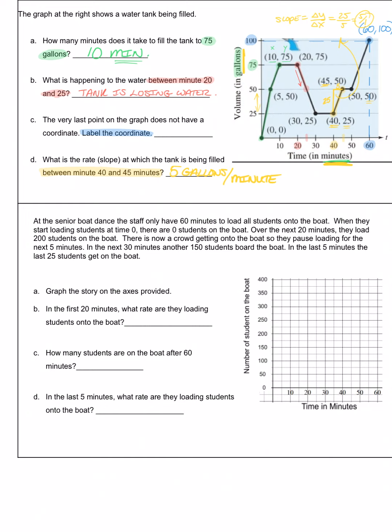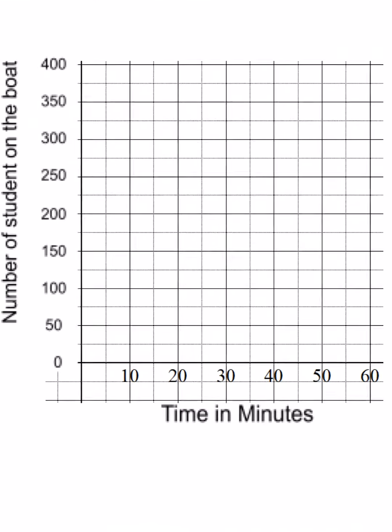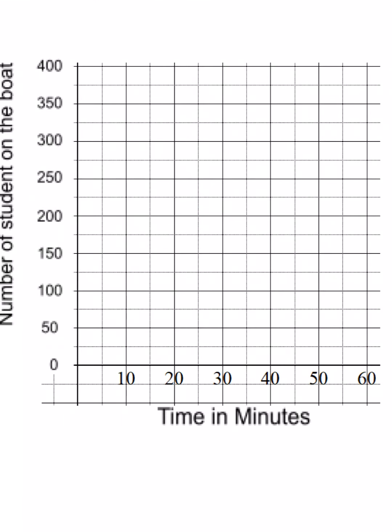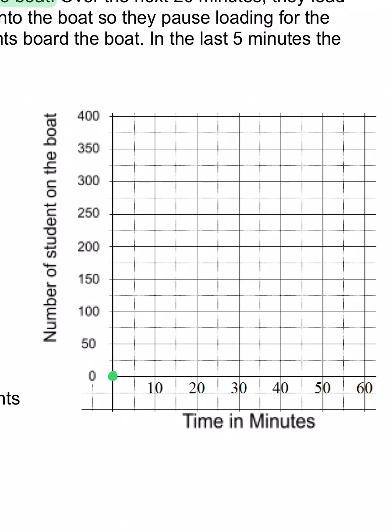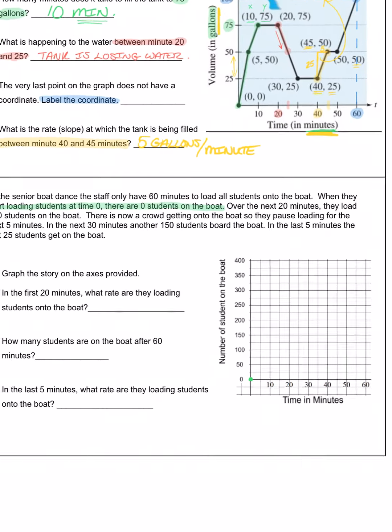We only have 60 minutes to move the kids onto the boat. Probably going to be our X restriction. It says when they start loading, there are 0 students on the boat when time is 0. So here's what I'm going to do. I'm going to make a point. Our first point is here. We have the point 0, 0 because when the time is 0, we have no students on the boat. All right, first part done.